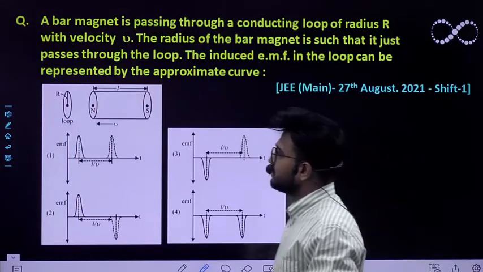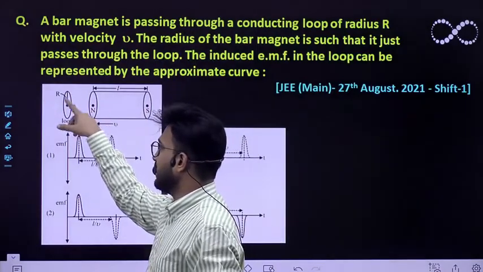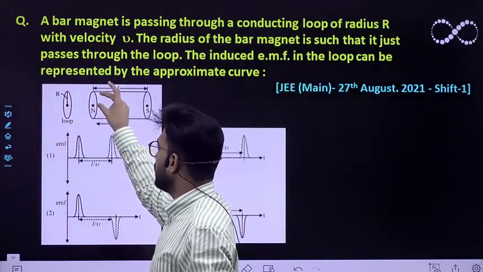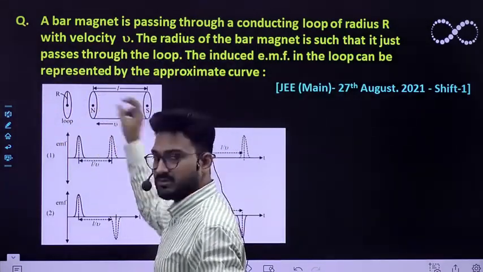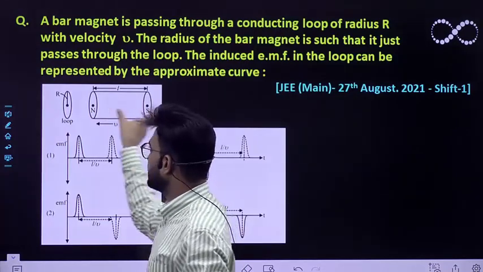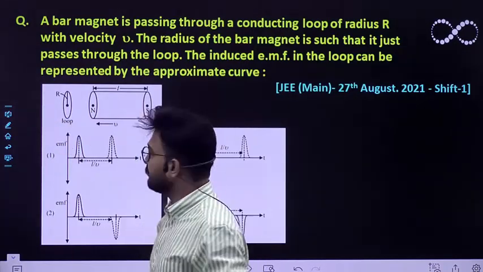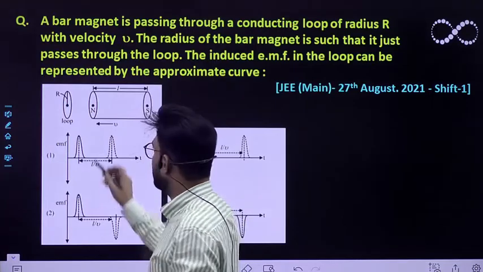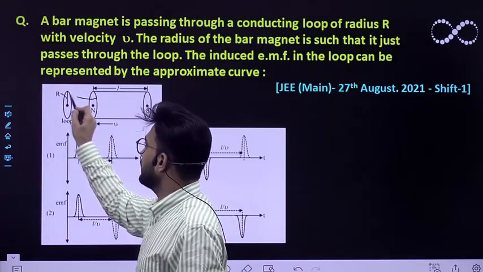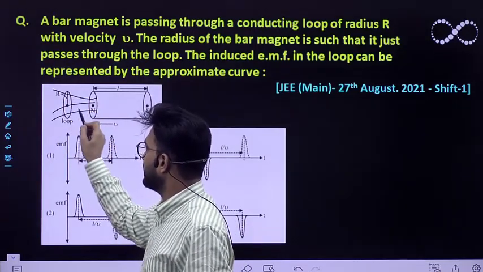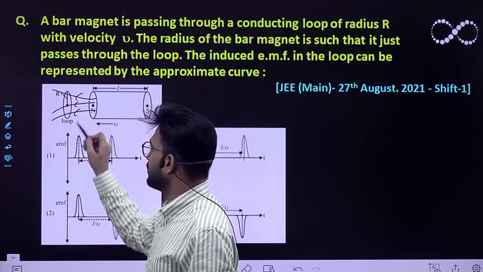So you have been given this bar magnet and a loop whose radius is almost equal to the radius of this bar magnet. It is constantly moving towards this loop. So obviously, if it is constantly moving towards this loop, the magnetic field would always originate from the north pole.